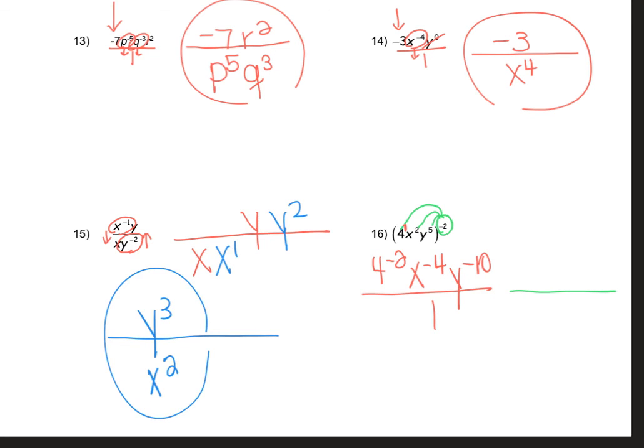So my final answer is going to be 4 to the second on the bottom, x to the fourth on the bottom, y to the 10th on the bottom, placeholder of 1. The only thing that might differ a little bit is you could have a 16 in the place of the 4 squared. Either one would be acceptable.